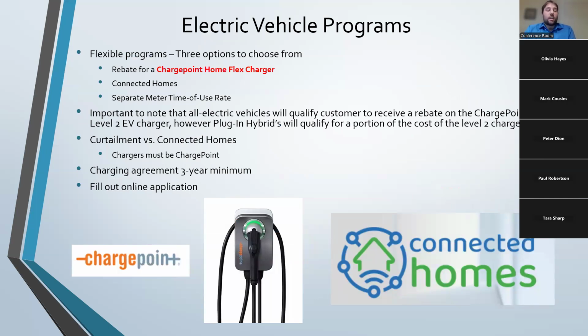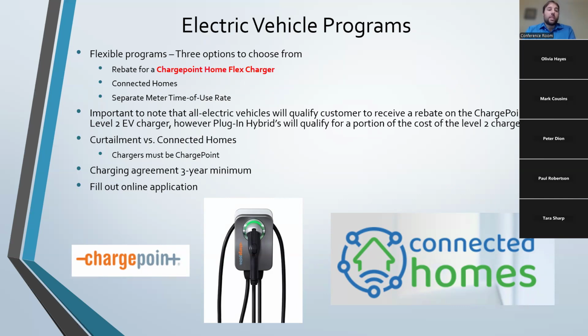Another one to look at is electric vehicle programs. We have some flexible programs, and there's a few different options to choose from. One of the simplest options is a rebate for a ChargePoint Home Flex charger. And then you'd be part of our curtailment program, where you'd sign up for a 3-year charging agreement with us, and we would control your charger during peak times, which is 4 p.m. to 9 p.m. We would just lower the output of your charger to basically a wall plug output during that period of time for the 3 years.